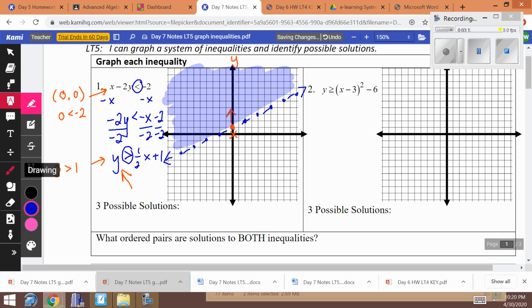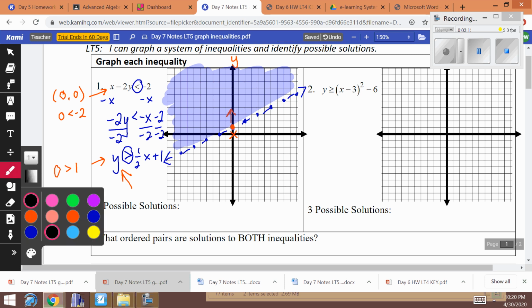Now, if you remember, when we did these, I usually asked you for some possible solutions. These are just examples. How many possible solutions are there? Hopefully you answer, there's an infinite number of solutions. Infinite doesn't mean that every single ordered pair works in this inequality. It just means that there are an infinite number of them, that they keep going on and on. So we pick some.